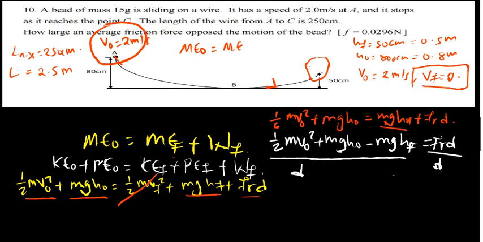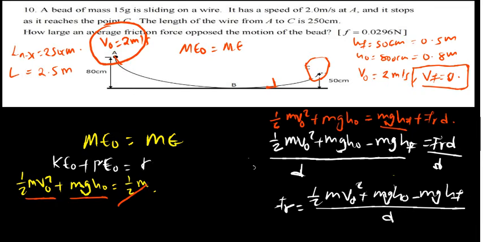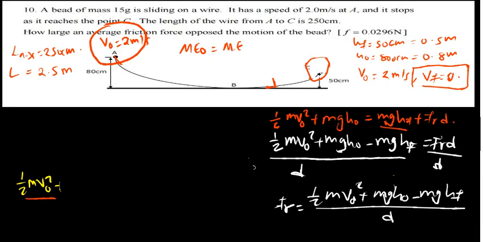Therefore my Fr is going to be given by half mv initial squared plus mgh initial minus mgh final, everything divided by d. Let's plug in the values. This is the reason why I even told you yesterday, just by writing the formula, everything is going to be there as long as you come up with the data. So now let's see what's going to happen.